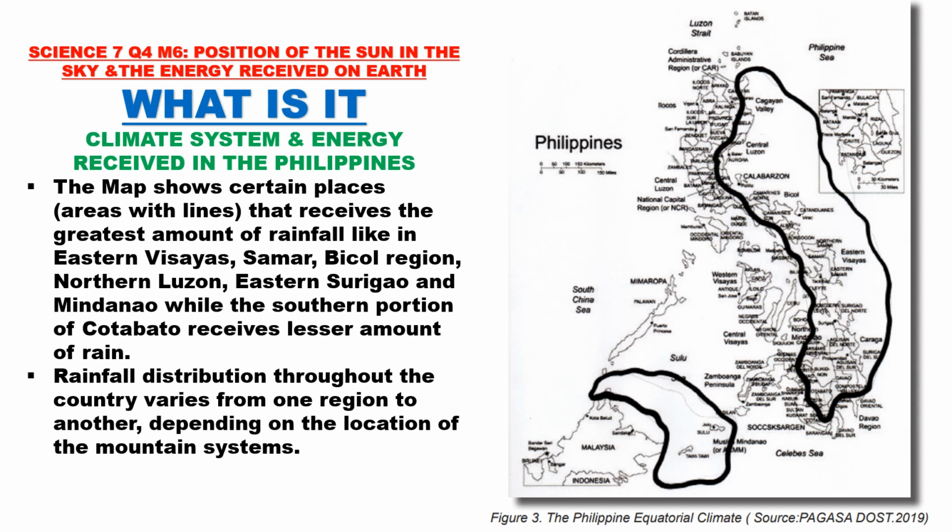The map shows certain areas with lines that receive the greatest amount of rainfall, like Eastern Visayas, Samar, Bicol Region, Northern Luzon, Eastern Surigao, and Mindanao, while the southern portion of Cotabato receives a lesser amount of rain. Rainfall distribution throughout the country varies from region to region, depending on the location of mountain systems.